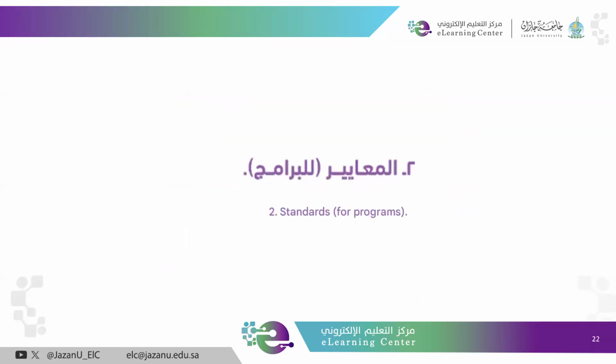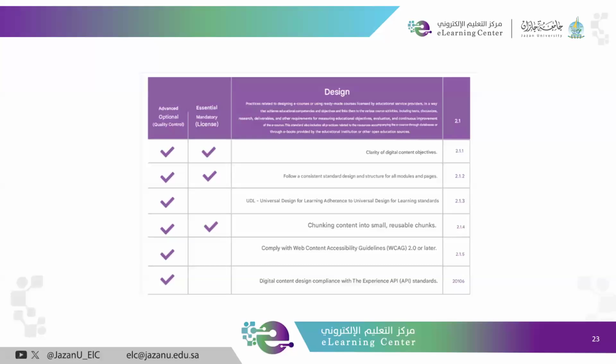Okay. So next, standards for programs. So design standards, for example, here, this table outlines a set of guidelines for designing e-learning courses, broken down into specific standards within the broader design category. So each row describes design standards here. And the column, as I told you already, the first is essential, mandatory to get the license, and the other one is optional, advanced.